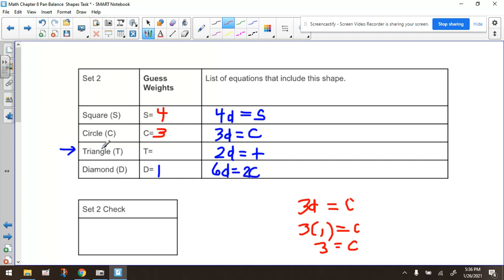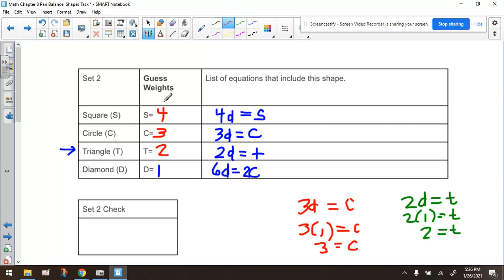All right, for triangle, again, we're going to take the equation that we have, which is 2D equals T. We'll substitute in the value for diamond, which is 1. And if we do the math there to get T, 2 times 1 is 2. So that means we think that this might be 2.